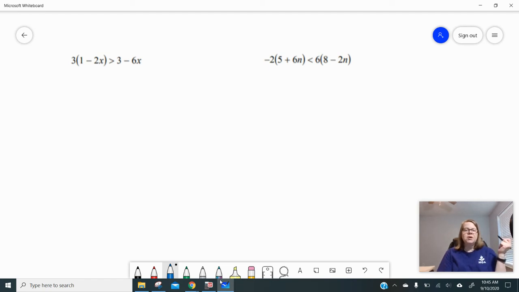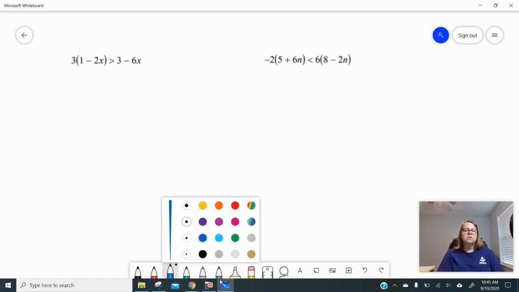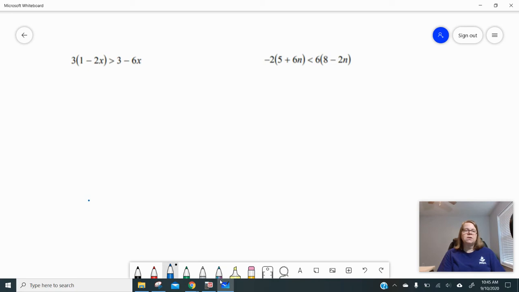All right. So special cases are things that have all real numbers and things that have no solutions. Let's look at these, because they look like just any other kind of problem, and let's see if we can figure out what's the deal with these.